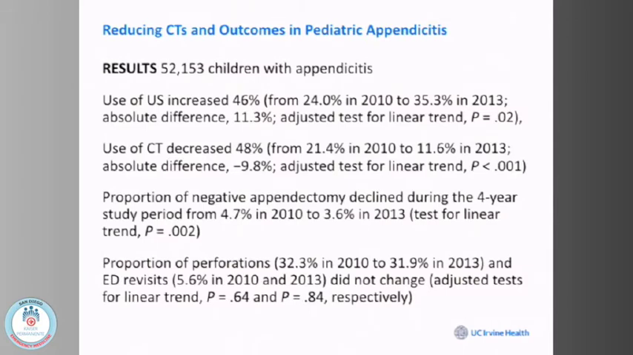They enrolled 52,000 patients in this crazy study, and they looked at this from 2010 to 2013. Over this 3-year period, the use of ultrasound to diagnose pediatric appendicitis went up by 46%, and CT decreased by a little bit more than that, 48%. They were also worried there might be more negative appendectomies, but actually the rate of appendectomy declined during the study period from 4.7 down to 3.6, and meanwhile the percentage of perfs and repeat ED visits did not change.